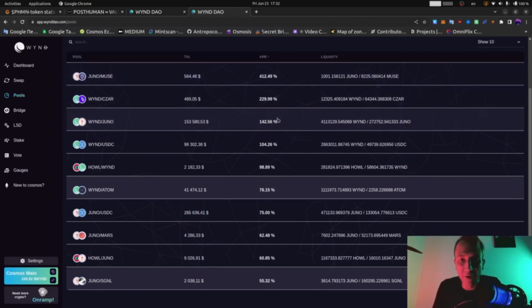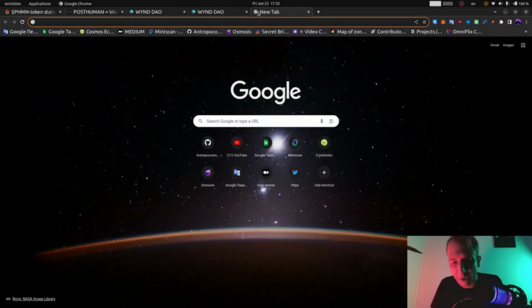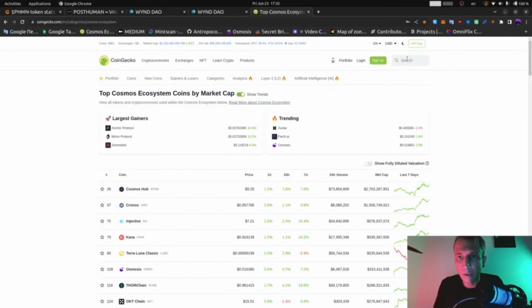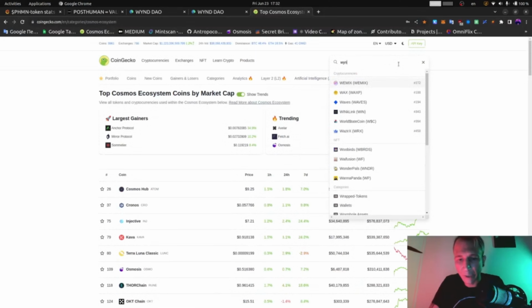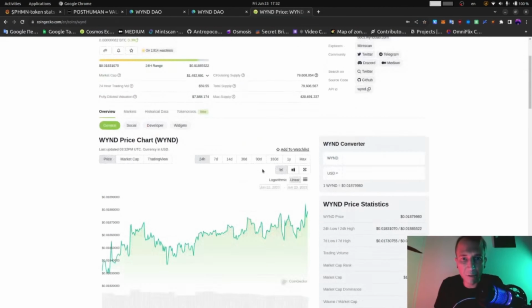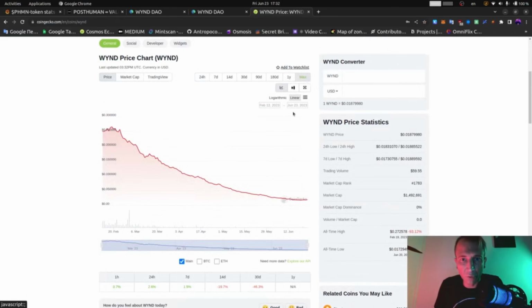Let's look at an interesting pool. It's Wynd USDC, because APR in this pool is 100%, and half of it is stable coins, so it looks like it's not really risky. We can watch the price. Let's go to CoinGecko and check the price of Wynd for all time.